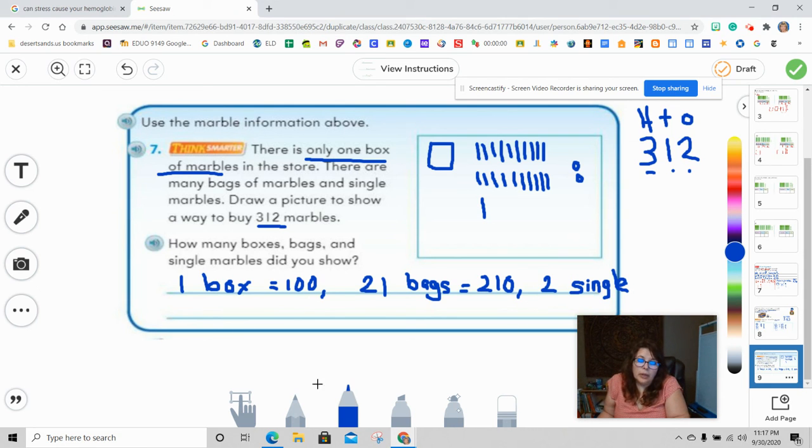And I know that I'm correct because I have 100 here, but I have 200 here. So that's 200 plus 100 is 300. And then I have 10. And then I have 2. That's 12. And I need 312. And that's my answer. I hope you liked the lesson.